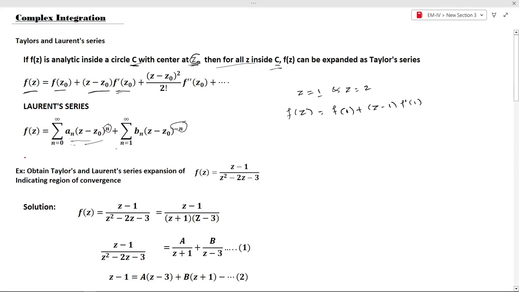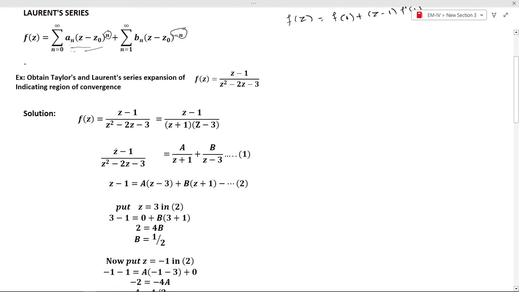Let's see an example. Weightage of this example is 8 marks. You have to obtain the Taylor's and Laurent series expansion of f of z is equal to z minus 1 upon z square minus 2z minus 3. Also indicate the region of convergence for this function f of z.